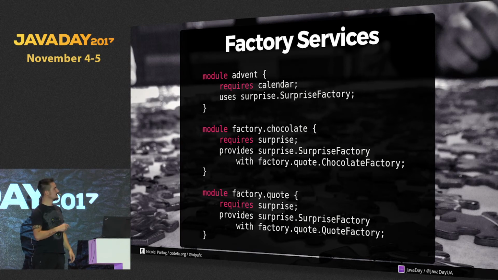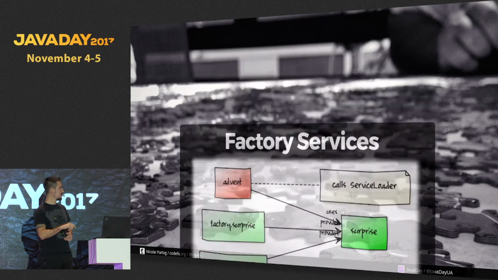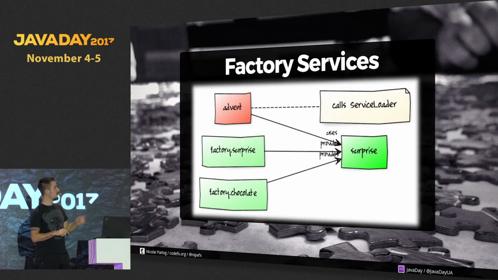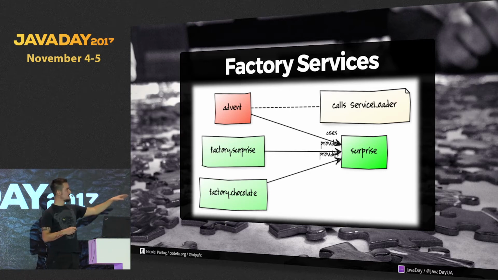So now Advent says I use Surprise Factory, and the chocolate and quote modules say they provide that factory with their respective implementation. And now the module graph looks like this. Much better. So you can see that Advent does not know about the specific factory modules anymore, but only depends on the API module.